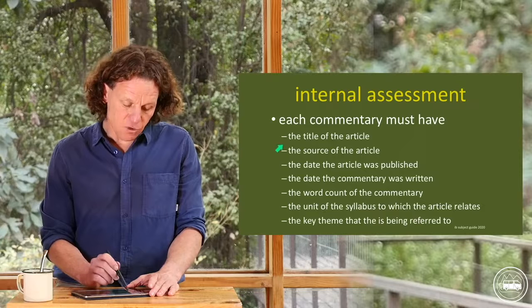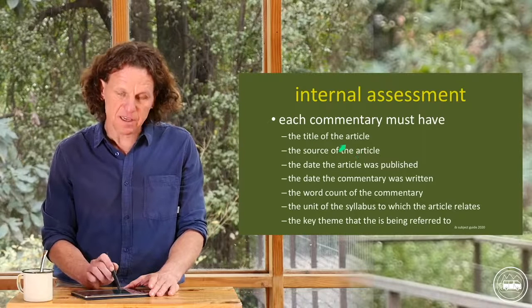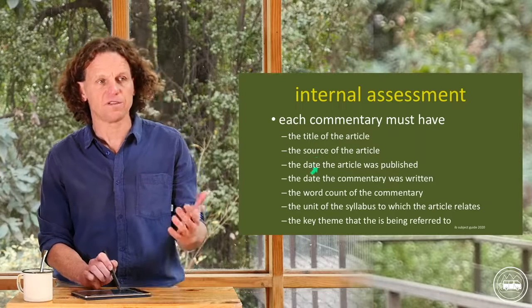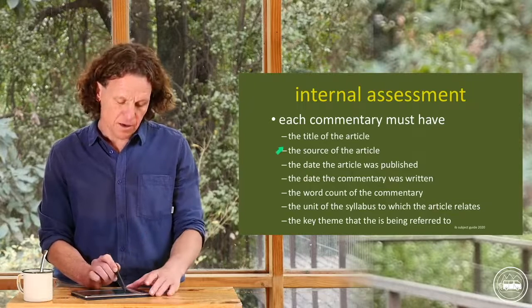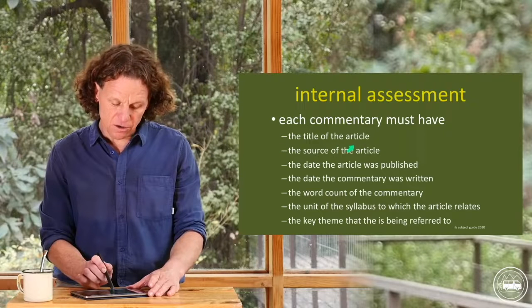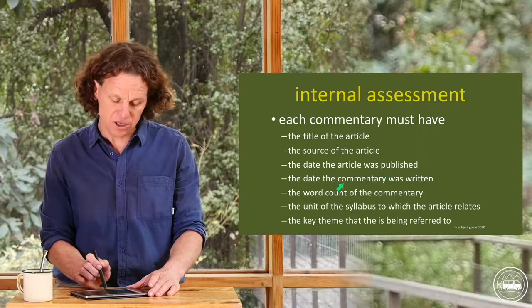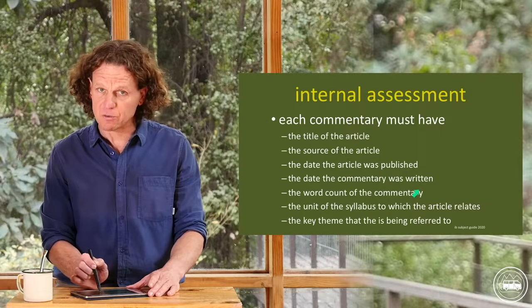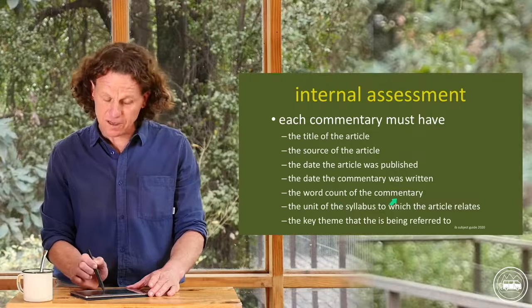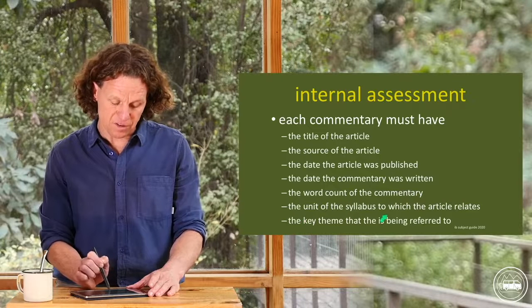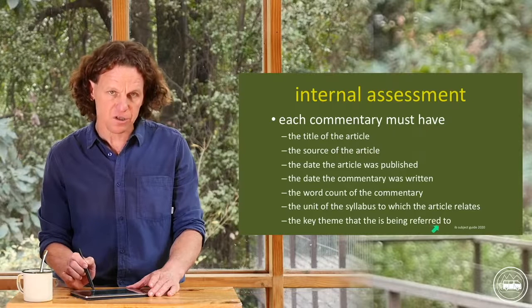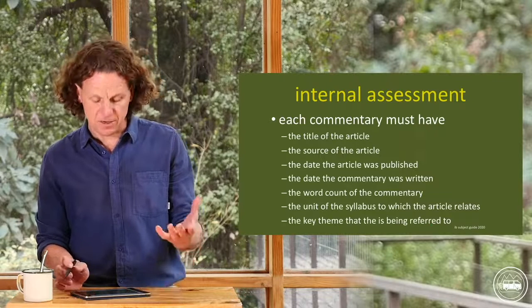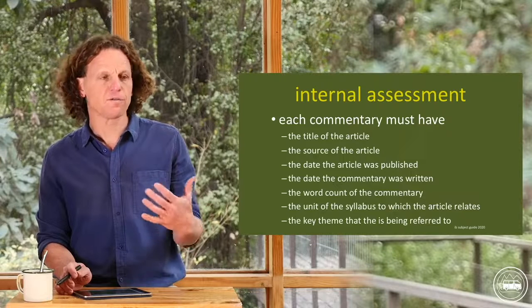Now, each one of the commentaries must have each one of these items available to the IB. And there's actually a cover sheet that goes along with it, but you must have the title of the article, the source of the article, the date that the article was published, the date that the commentary was written, the word count of the commentary, the unit of the syllabus to which the article relates, and the key theme that is being referred to in the commentary itself, okay? Pretty straightforward. They're going to ask you these things.